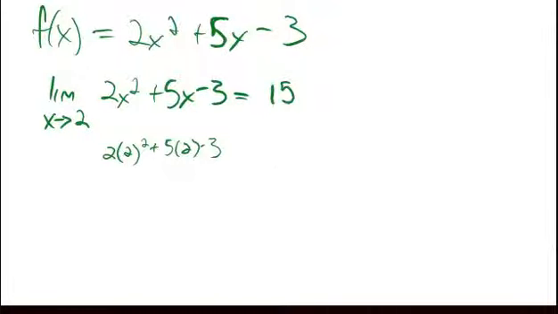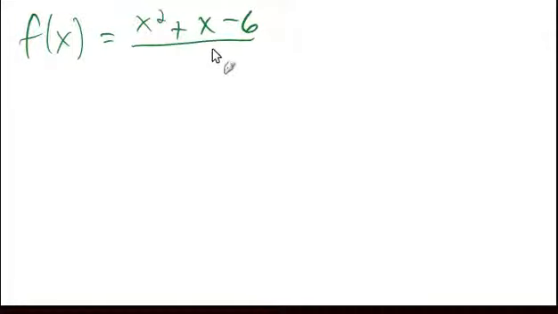That's great. Those are nice functions, but what happens if we have a function more like this one? This function is this rational function, x squared plus x minus 6 over x plus 3. Now what happens when we want to look at the limit as x approaches negative 3 of this function?